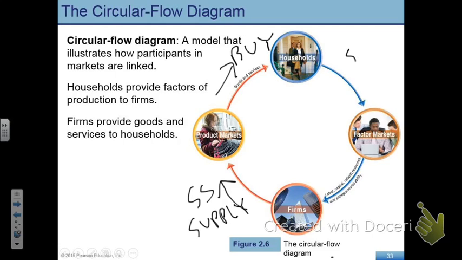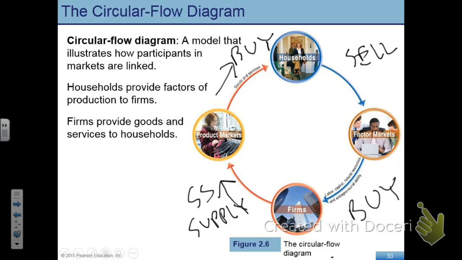In the factor market, our household is the seller and our firm is the buyer. Their roles are completely interchanging depending on what kind of market you are in. That's the inner flow of goods and services from one market to another market, from one participant to another participant. That's a circular flow. Are we all clear on that?